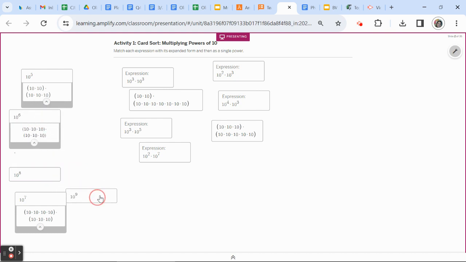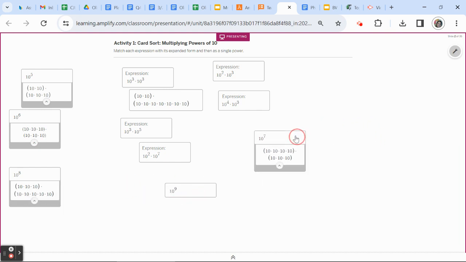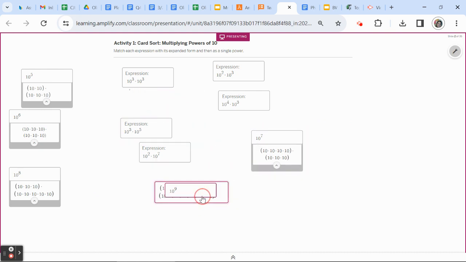Now we've got 8 and 9. Which one has 8 and which one has 9? This one is 1, 2, 3, 4, 5. 5 and 3 makes 8. And then our 9. I'm going to show you what we're going to do with these other things over here. This would be our 9. Those were the easy parts.